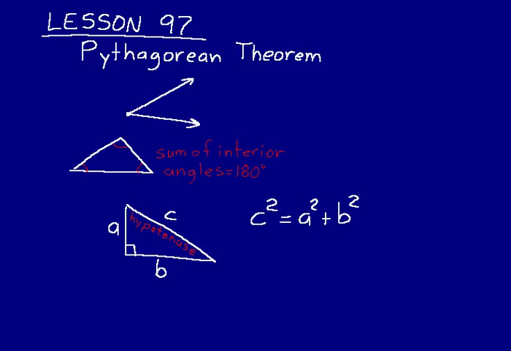Now that Pythagorean theorem, that will come in handy when you're working with a right triangle. Say you knew two of the three sides of a right triangle, you could figure out that third unknown side by using the Pythagorean theorem.